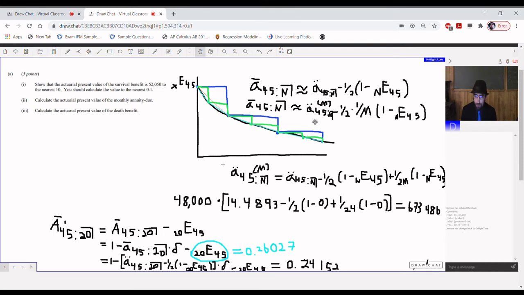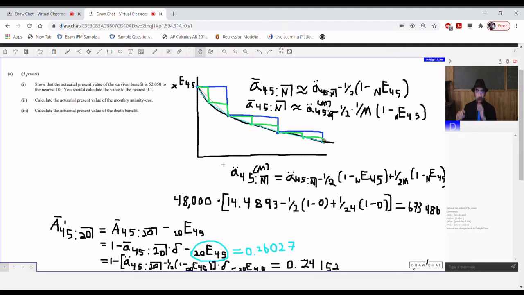And so when we compare those for various frequencies, if you're doing annual frequency, you get this formula. Monthly frequency, you get that formula. Since they both have to be approximately equal to the same thing, we can set them equal to each other to get A45 colon angle N compounded monthly equals A45 colon angle N minus 1/2 of 1 minus E45N plus 1/2M, the compounding frequency, times 1 minus E45N.